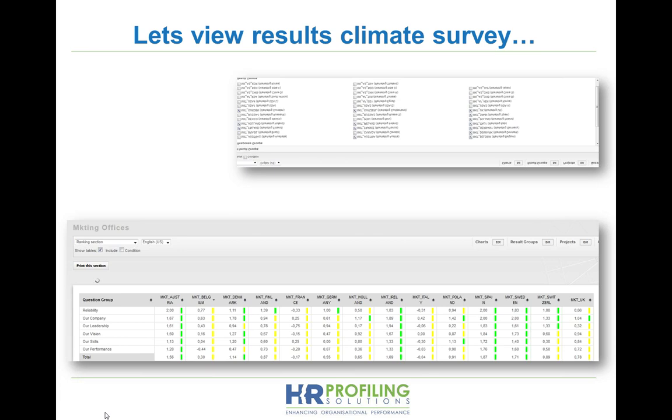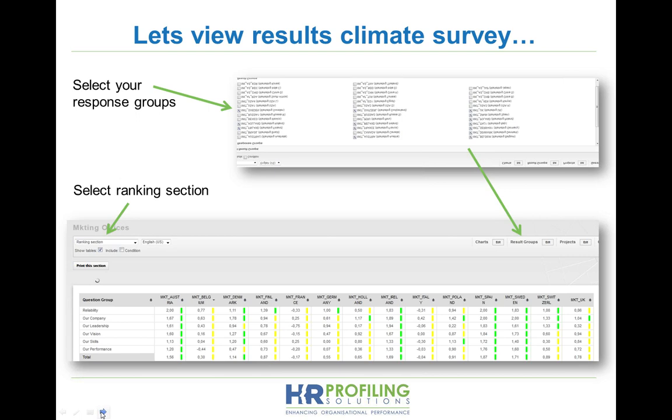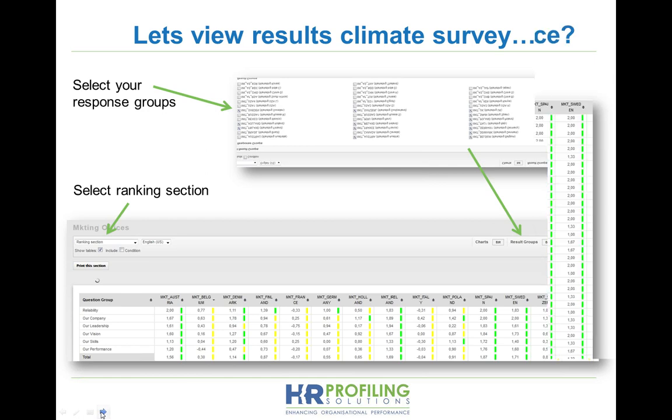Now, when we look at this, I am selecting the European marketing teams, so I'm selecting who I want to filter, so I'm selecting my response groups. For this example, I'm selecting ranking section, and what this is going to do is show me in order of strength to weakness any area of the office. There's a variety of ways you can display the data, but for this example I'm using ranking section and a bar graph. Once you've got the results, we can view them on screen.